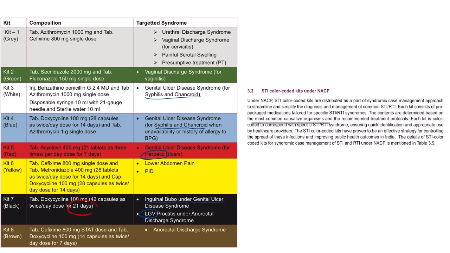But if they ask which kit you would give for this disease, it will be kit 7. Because this kit contains 42 capsules of doxycycline, which can be given for 3 weeks in BD dosing. So this will be the preferable kit if you want to give for Donovanosis. So this was the extra insight into the topic. With this, we come to the end of the class or lecture of Donovanosis.